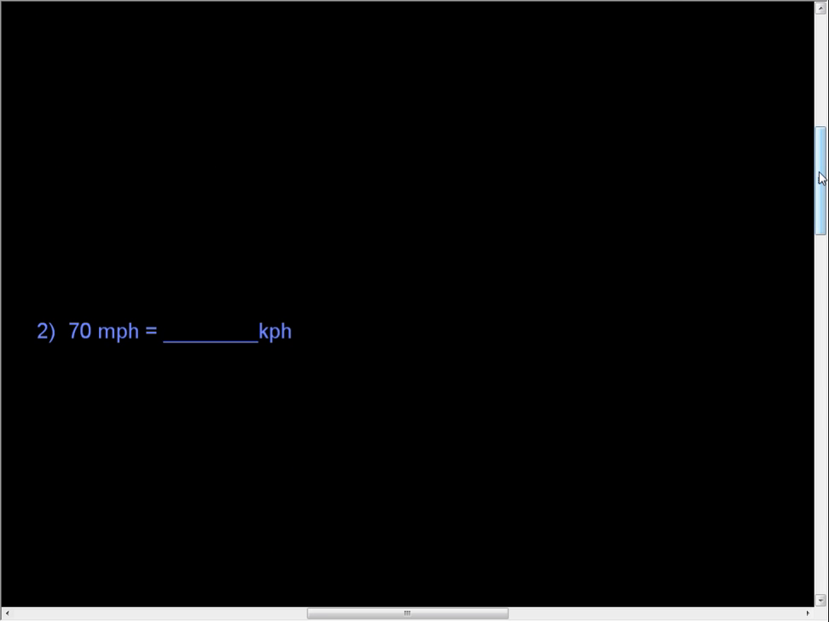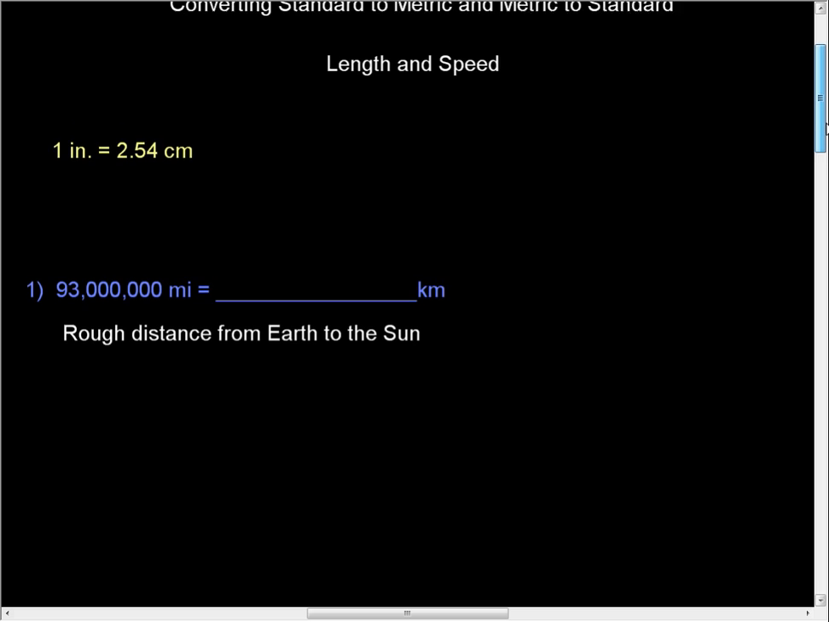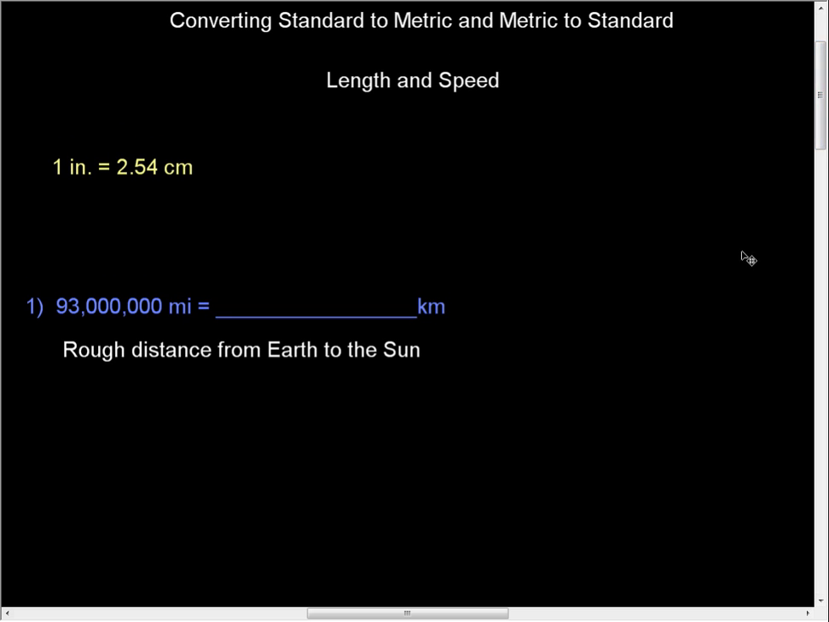In another video, I will show you how to go from kilometers per hour to miles per hour, and then we can talk about going from kilometers or meters, that sort of thing, back to inches and that. So let's go ahead and get started.